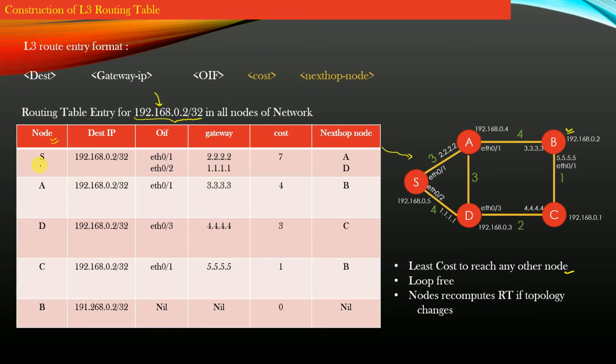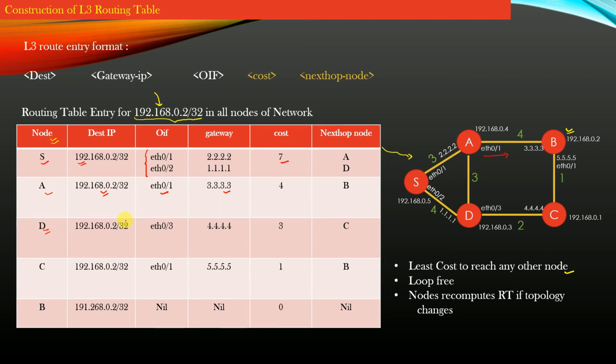So for example, in the routing table of node S, this routing table entry would have two ECMP next hops with the cost 7. Again, these routing table entries are installed in the routing table of each device of the topology so that the basic routing table properties are followed, that is least cost, loop free and ECMP wherever possible. Similarly, in the routing table of device A, the routing table entry to reach device B would have next hop Ethernet 1 to the gateway IP address 3.3.3.3, right?